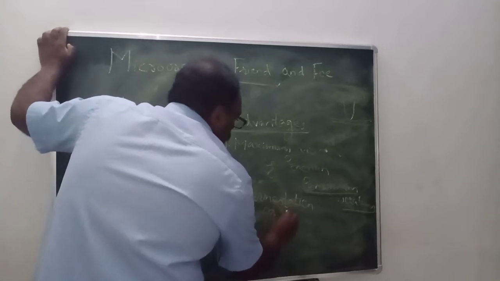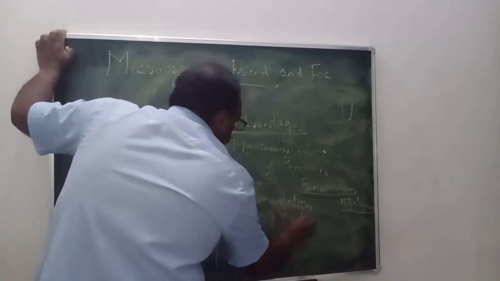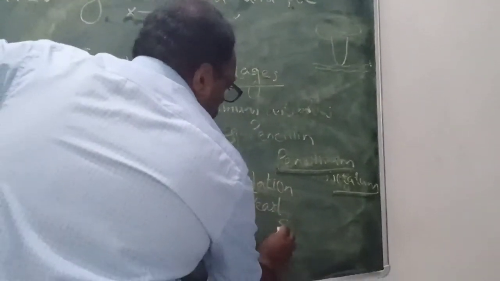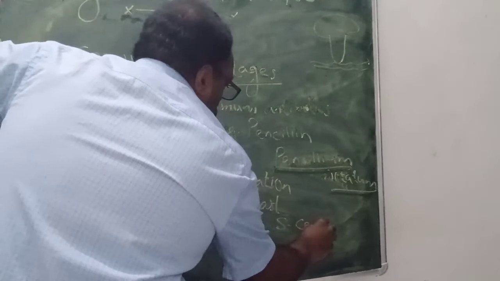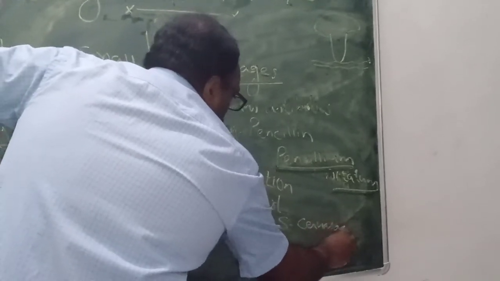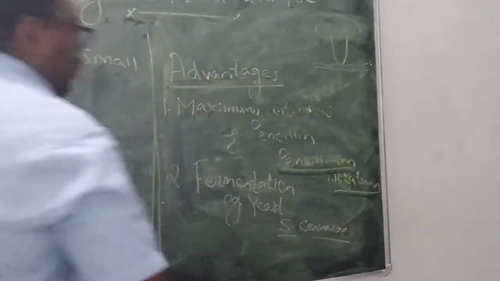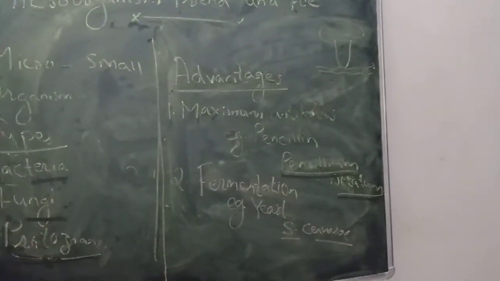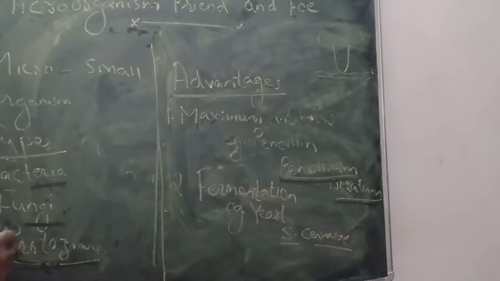And the most common fermentation species which we are using, for example, is yeast. Its biological name is S. cerevisiae, and the full form is Saccharomyces cerevisiae. It is helping in fermentation.